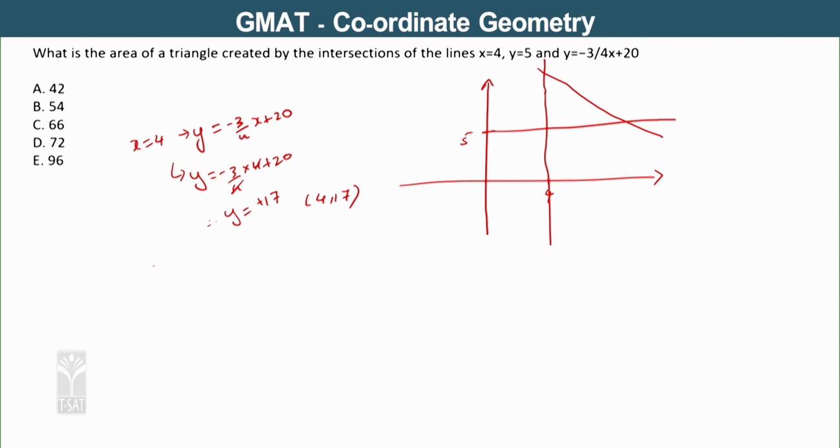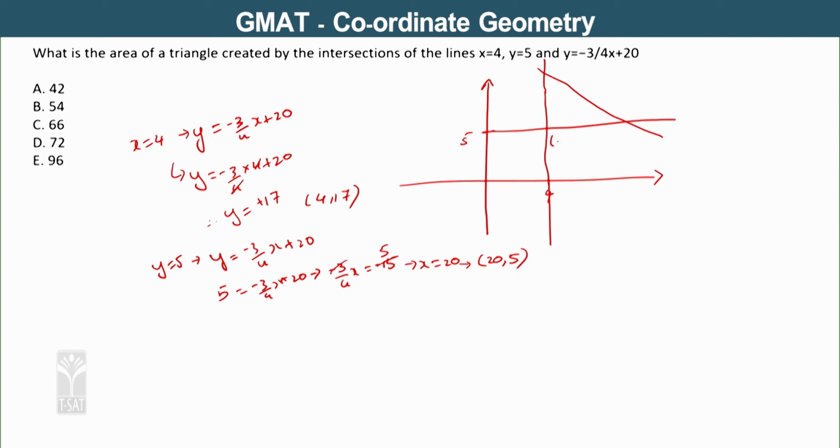Now, when y is equal to 5, let us check where it will intersect the line y is equal to minus 3 by 4x plus 20. You substitute 5 in place of y, 5 is equal to minus 3 by 4x plus 20. So, minus 3 by 4x will be equal to minus 15, x is equal to 20. So, it intersects at the point 20 comma 5.